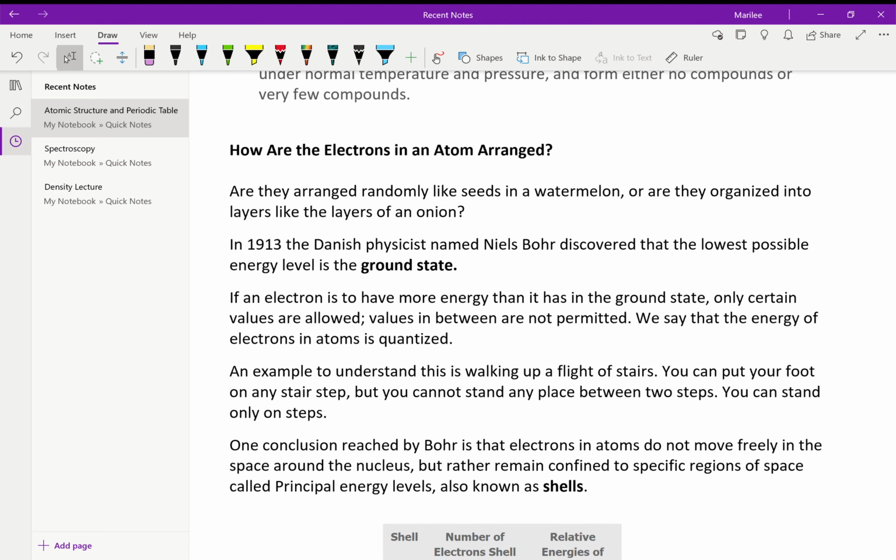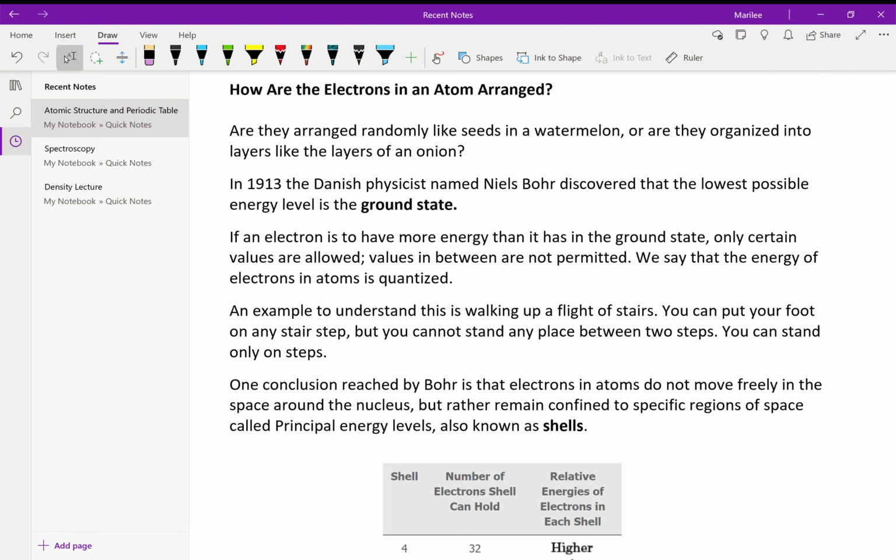So how are the electrons in an atom arranged? We ask ourselves, are these atoms arranged randomly, like for example seeds in a watermelon, or are they organized into layers, like layers of an onion? In 1913, Bohr discovered that the lowest possible energy level is called the ground state. So if an electron is to have more energy than it has in a ground state, only certain values are allowed. So values in between are not permitted. We call this, the atom is quantized.